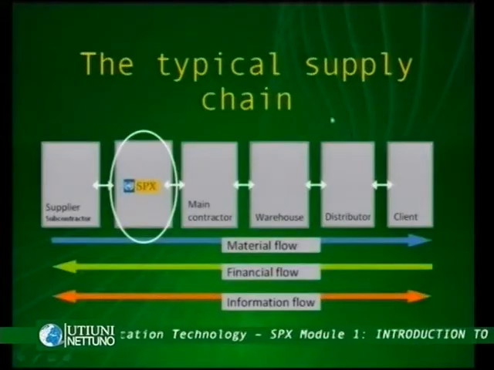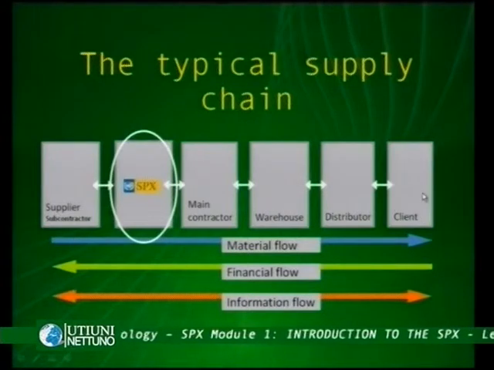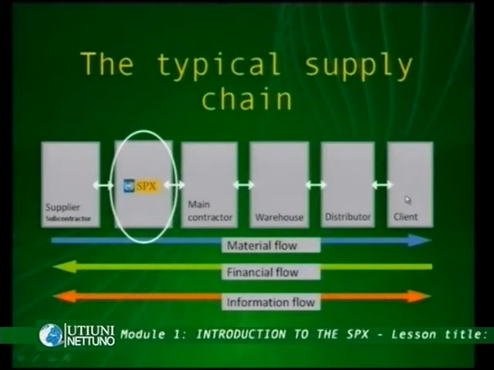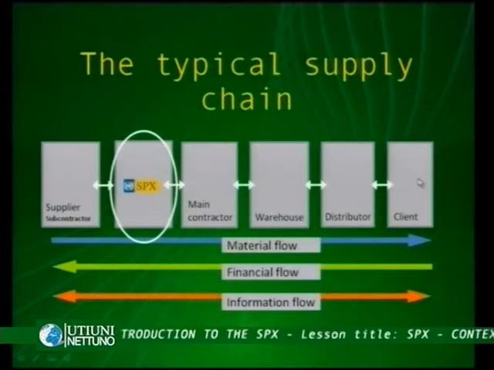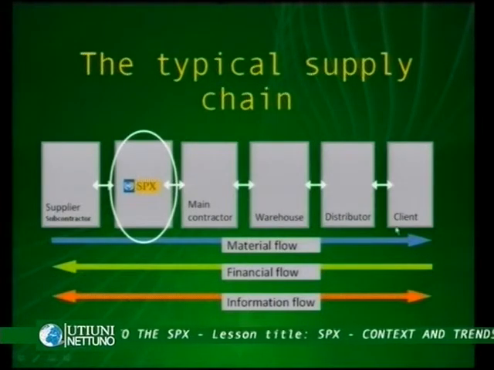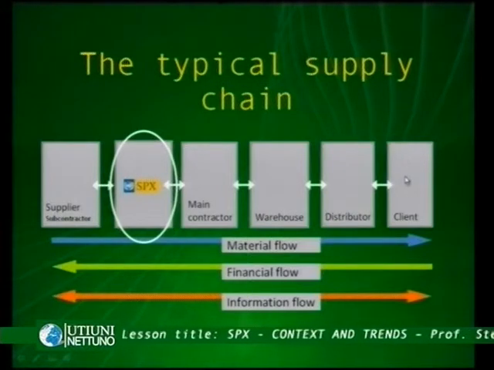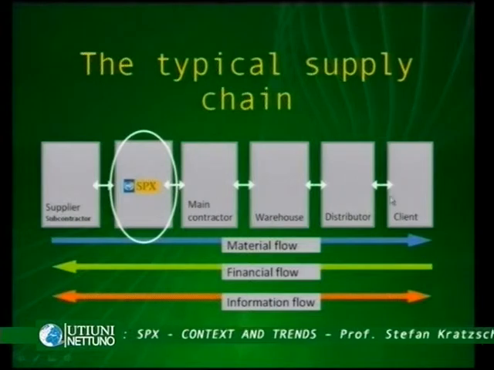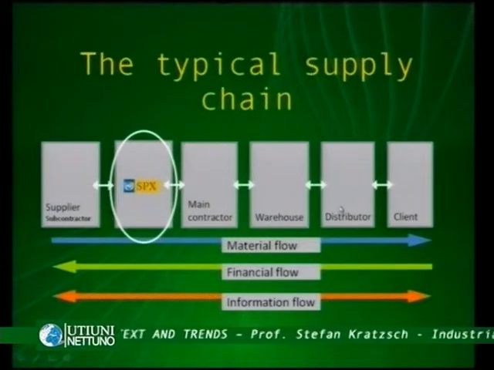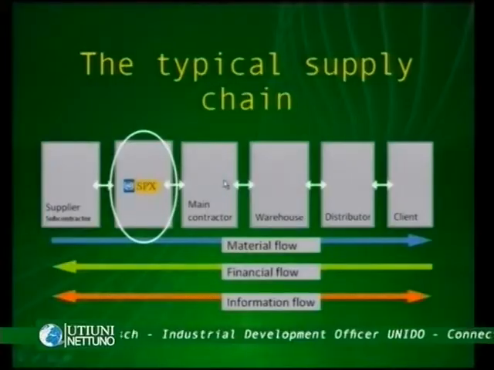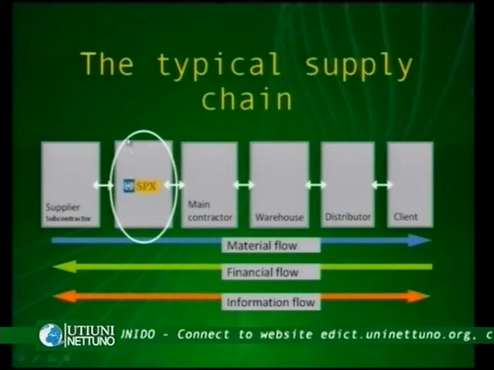This slide is another way to describe more or less what the previous slide said. So what we have at the very right is the client. This is all of us who buy goods from supermarket outlets, retailers, and so on. We have distributors. We have warehouses. So this is getting close to the jobbing that I described before. We have the main contractors. So these are the OEMs or, say, the system suppliers. And we have suppliers. So what the SPX does, it sits in between the two.